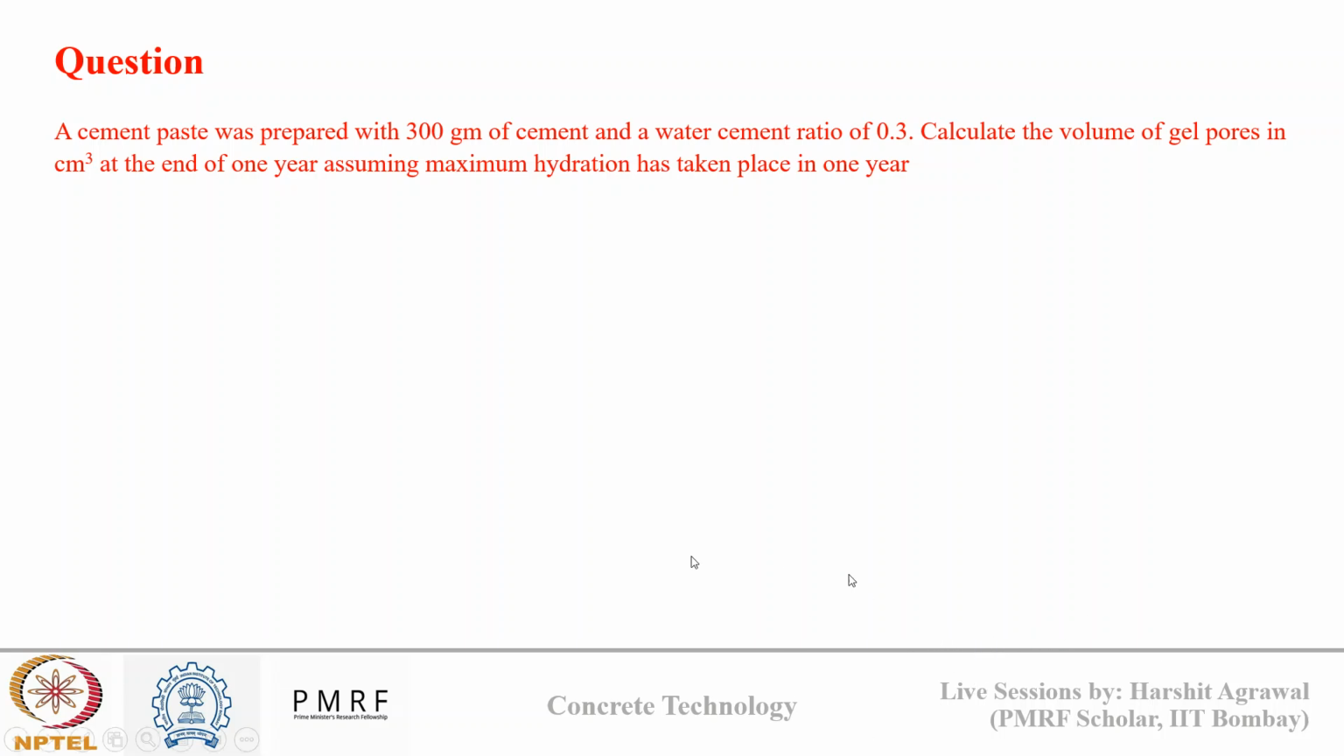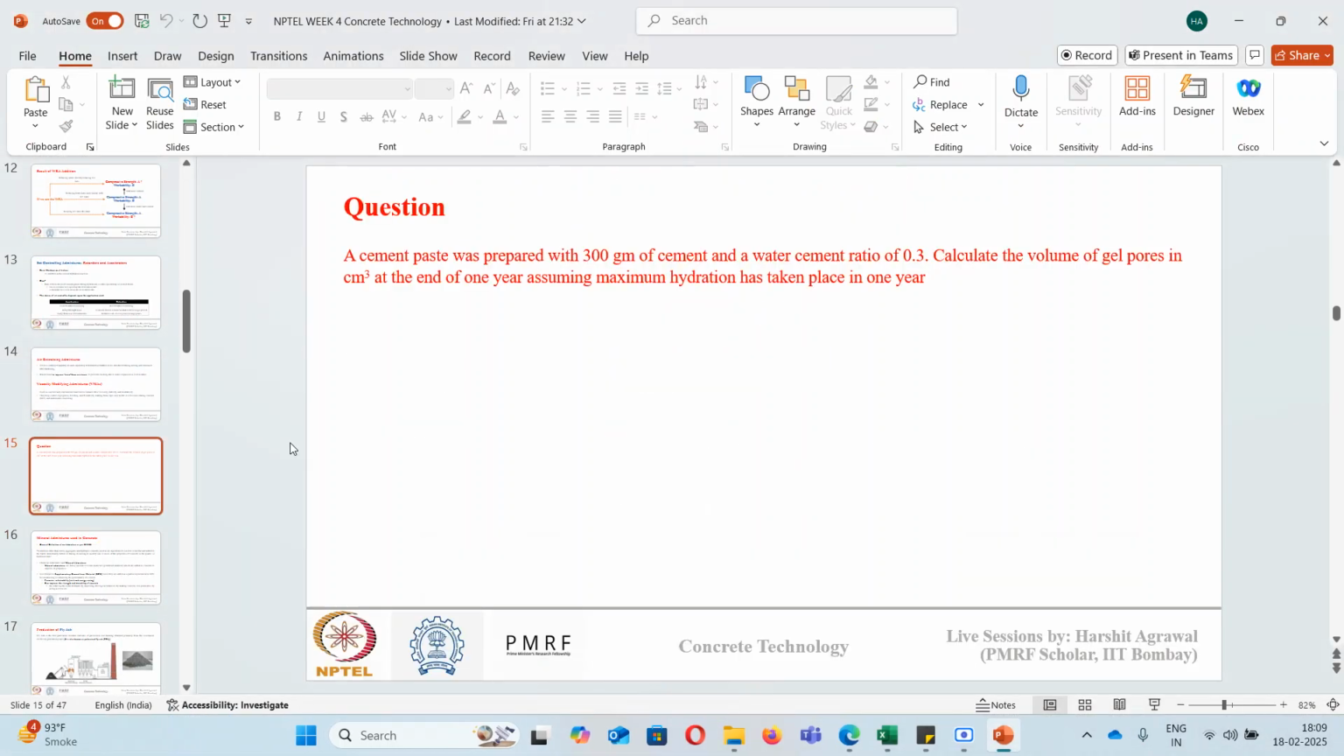Okay, so this was the question. A cement paste was prepared with 300 gram cement and a water to cement ratio of 0.3, and we are asked to calculate the volume of gel pores in centimeter cube at the end of 1 year, assuming maximum hydration has taken place in 1 year. So I will just tell you how to solve this question.